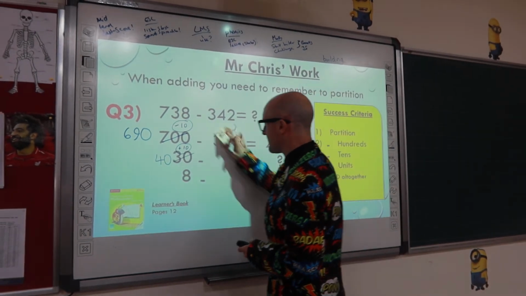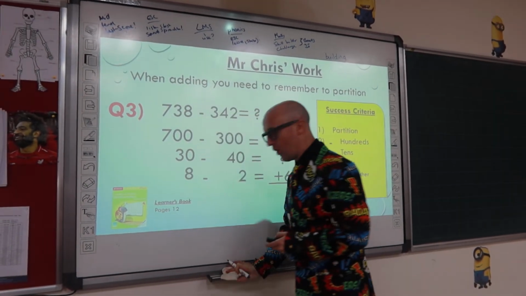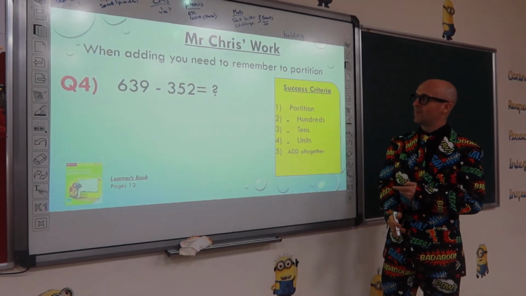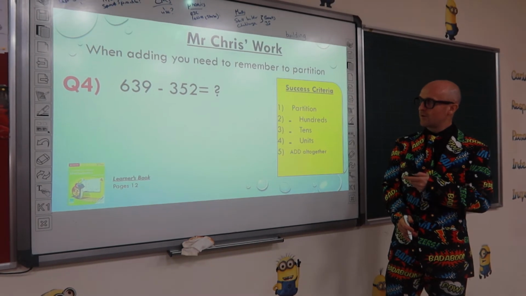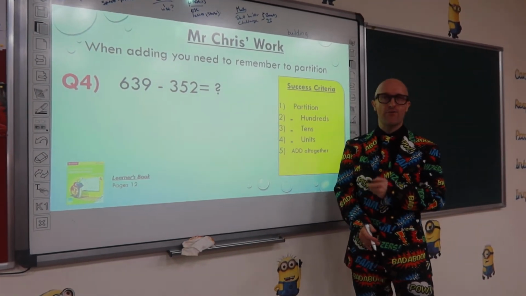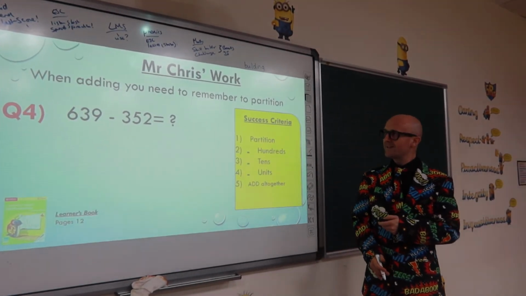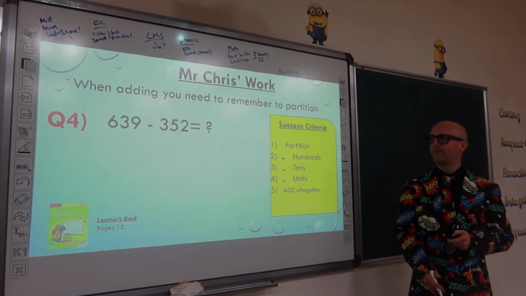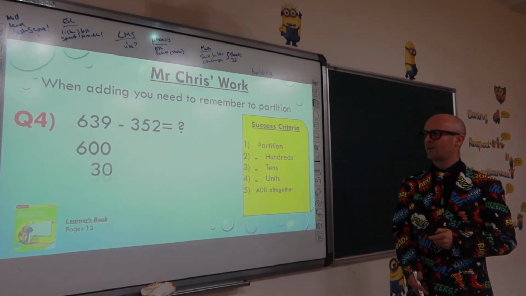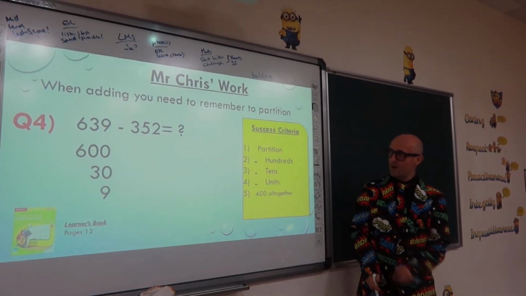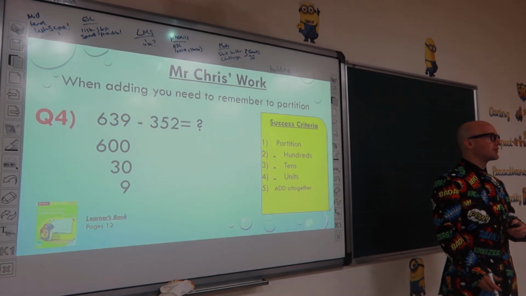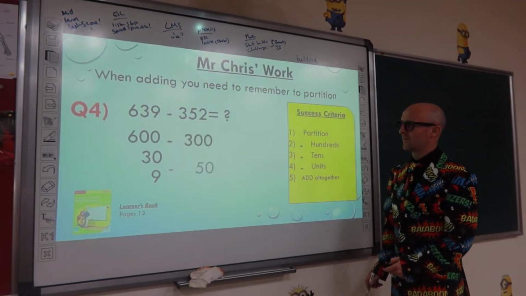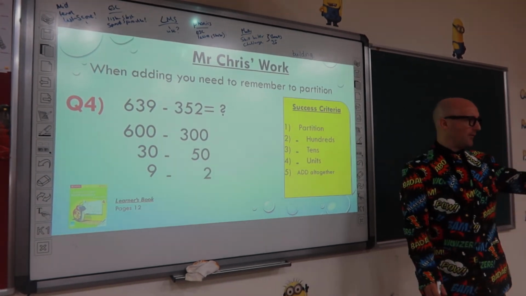Like I say, this is a little bit tricky, but it's all about borrowing. Okay, let's have a look at the next one. So the final one. We're going to do 639 minus 352. What is 639? We need to partition. Partition, go. 639. Kapow. That was very good. What about 352? Partition. 352. That's good.